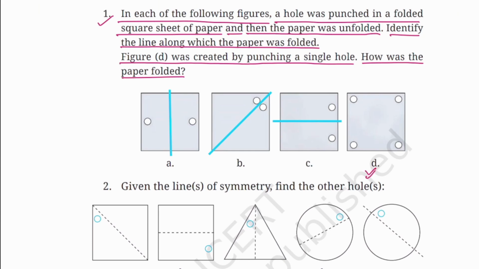Since figure D has been made by punching a single hole, it will have two folds. First, it is to be folded along a vertical or horizontal line like this, then folded along this line such that its shape becomes the quarter of what is present now, like this, and punching is done at the corner like this, and when unfolded you will get this shape.